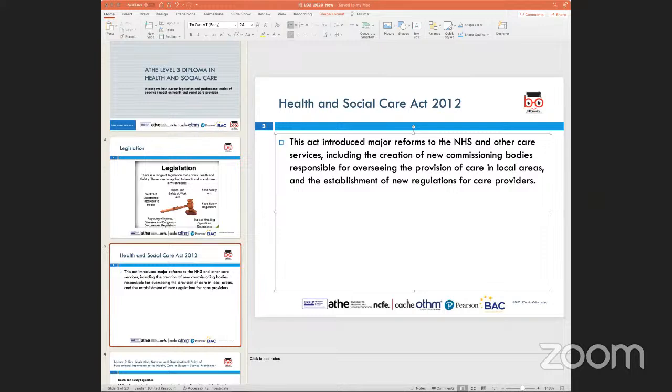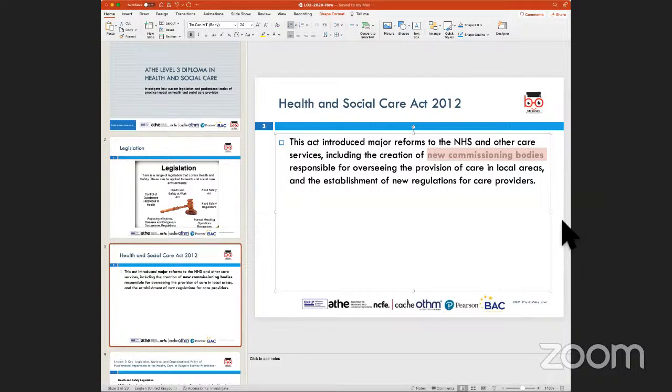Number one, the first change this act introduced was that it created what are called CCGs, Clinical Commissioning Groups. Now, these clinical commissioning groups were groups consisting of healthcare professionals such as doctors and nurses, and they were brought in and made responsible for planning how healthcare services are delivered to local populations.